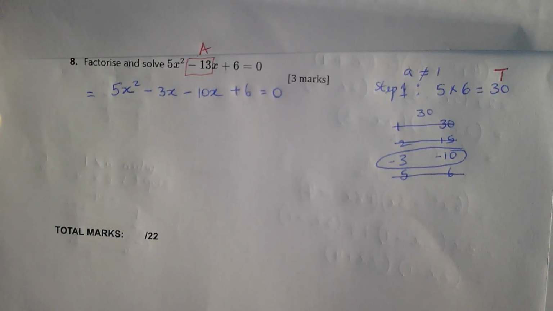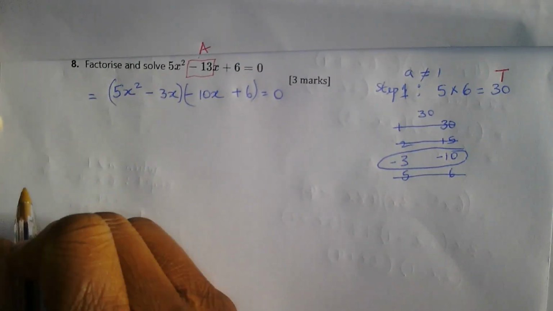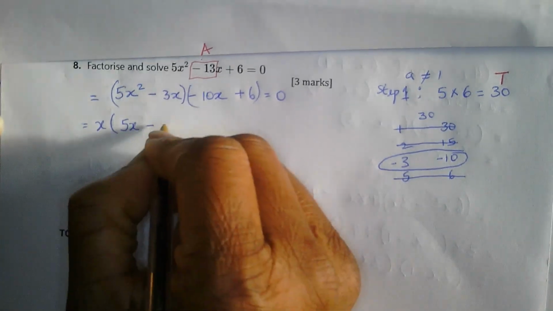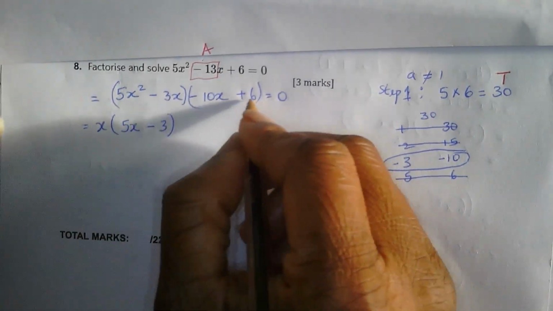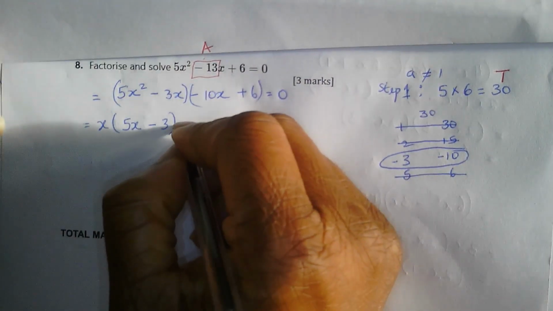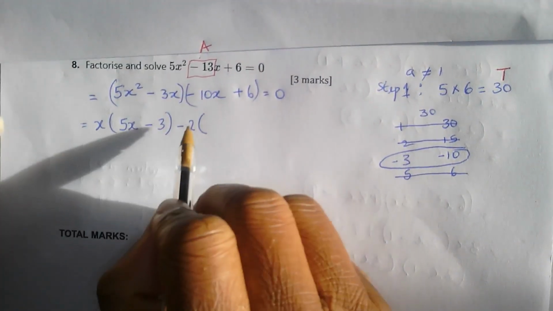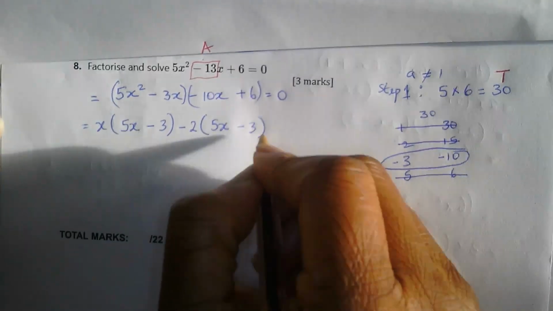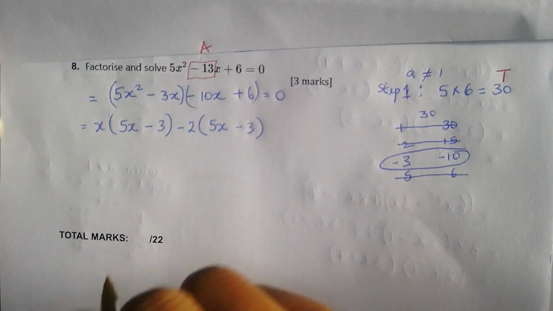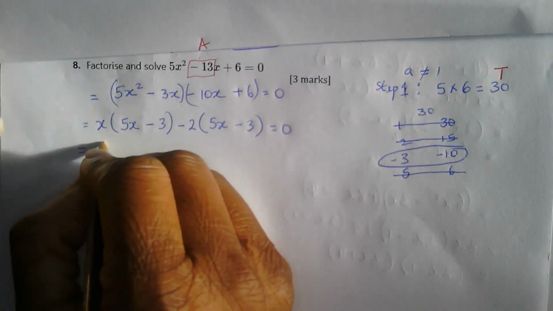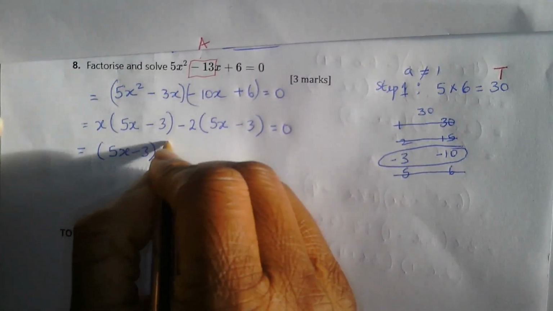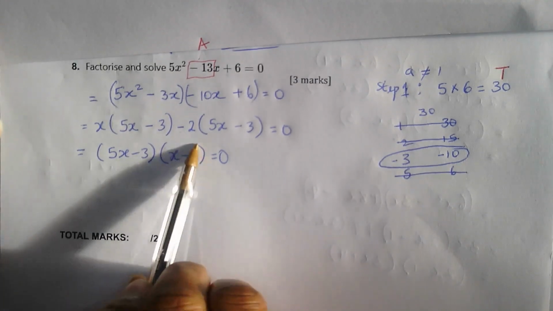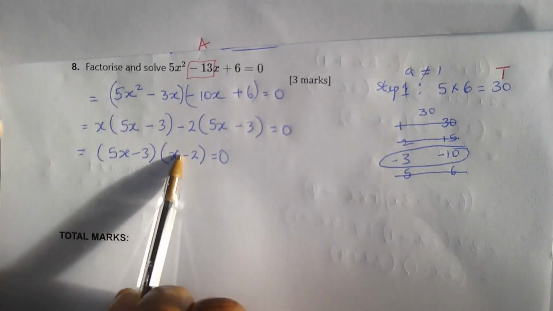The next thing to do is to enclose in brackets and factorize each bracket. So I can take out x here so that I have 5x minus 3, and here the highest common factor is 2, so I can bring the minus 2 on the outside of the bracket, and I would have 5x minus 3. Minus 2 times minus 3 is positive 6 equals 0. And as before, we would have 5x minus 3 and then x minus 2 equals 0. So it's either this is 0 or this is equal to 0, or both are 0, so that when we multiply them we get 0.